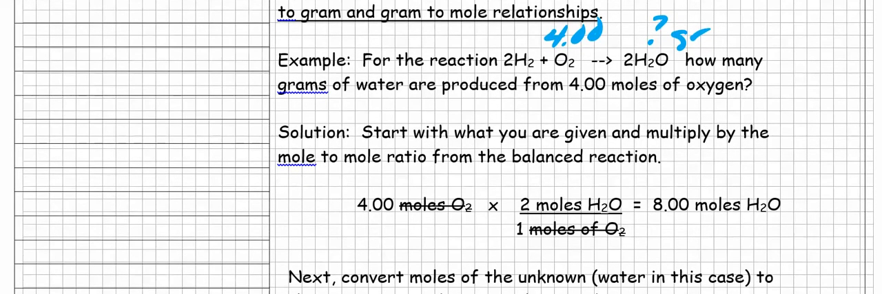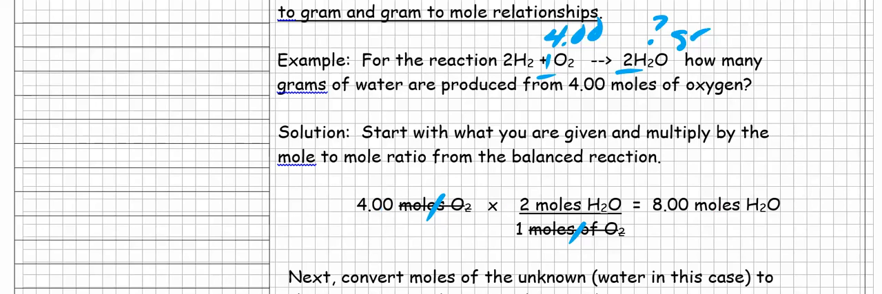All right, so we're going to start with what you're given and multiply by the mole-to-mole ratio from the balanced reaction. So I'm told that there are 4 moles of oxygen gas. I'm going to multiply that by the moles of water to the moles of oxygen gas. It's a 2-to-1 relationship, 2 moles formed from 1 mole of oxygen gas. Now this and this are going to cancel away, and I'm going to be left with moles of water. So I say 4 times 2, 8 moles of water.